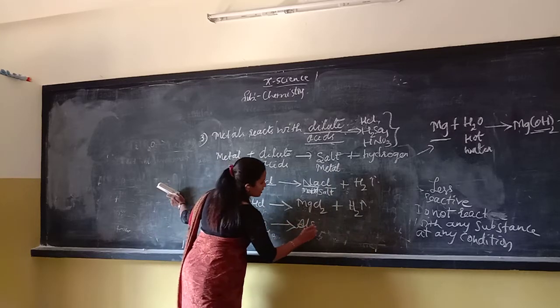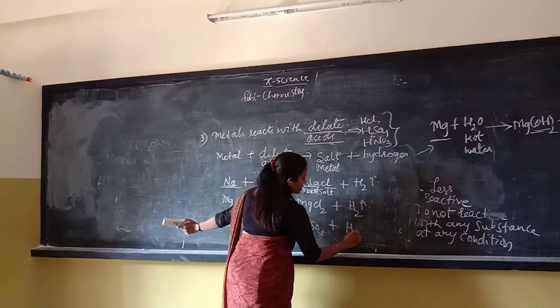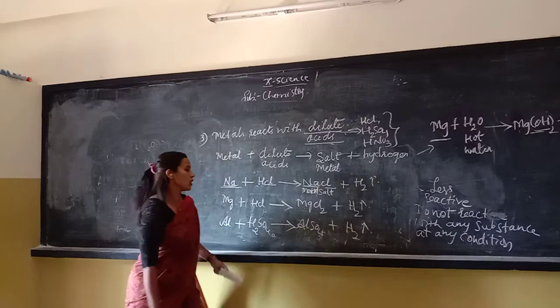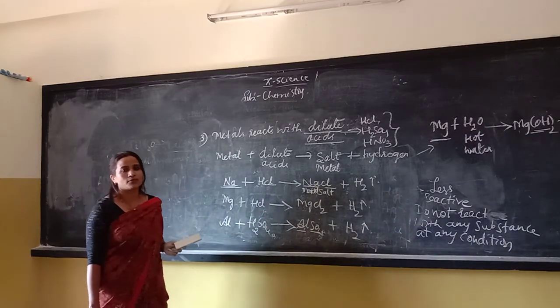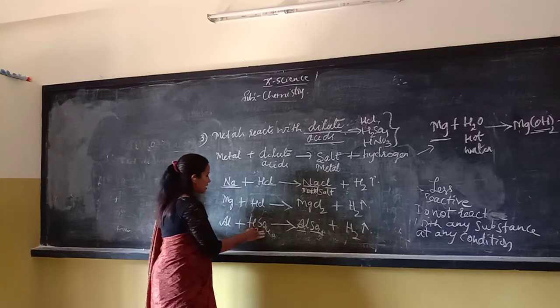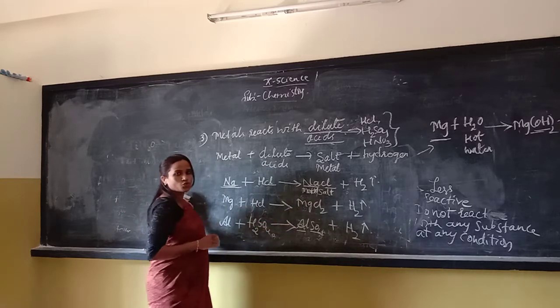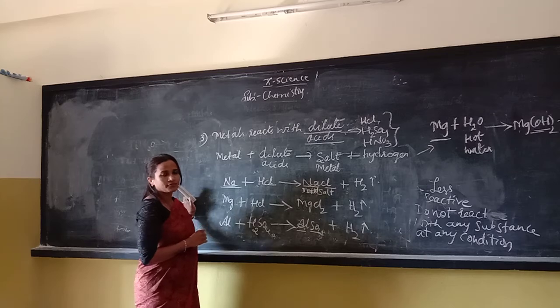Al2(SO4)3, aluminium sulfate, and hydrogen gas as a product. So aluminium is a metal and SO4 is a salt, so a metal salt is formed as a product. Okay, so Na plus H2SO4 gives Na2SO4 plus H2. You can take any of the metals.